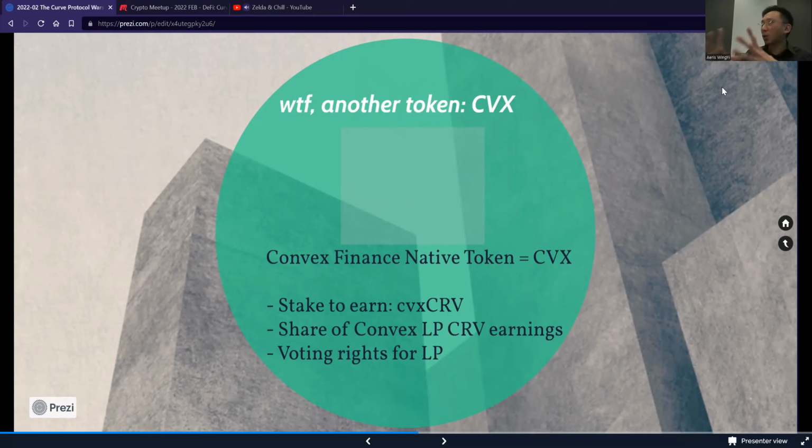Convex holds the CRV that you deposited, but you still get the rewards. And as a bonus, you get the Convex token, which is the CVX token. So CVX is not pegged to anything. It's the native token for Convex Finance, which when you stake, you get the CVX for free as a bonus when you stake CRV.